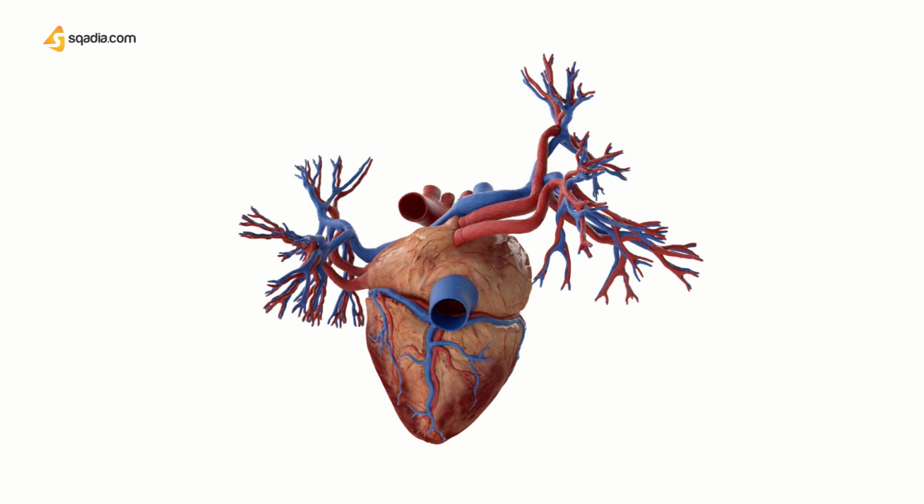So let's write that down for you. Inferior vena cava, coronary sinus, veins of the heart. Well, that's the venous supply of the heart.